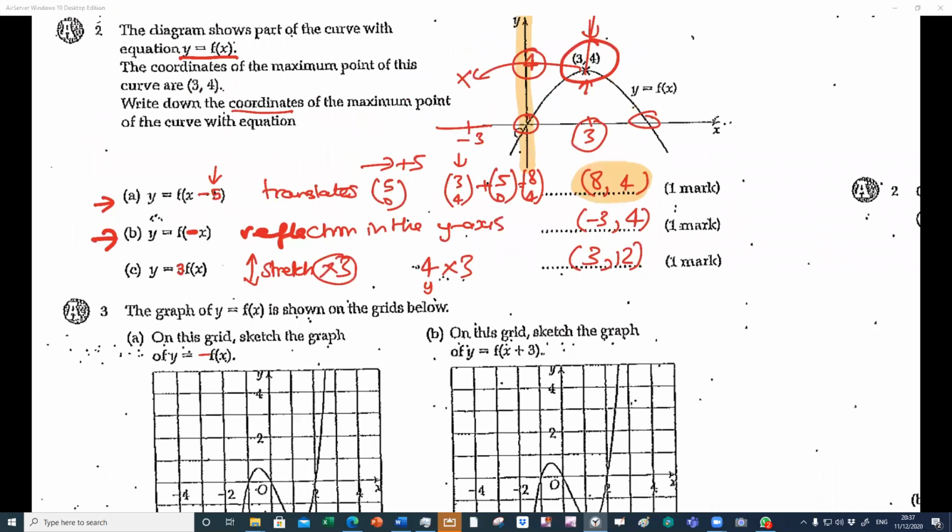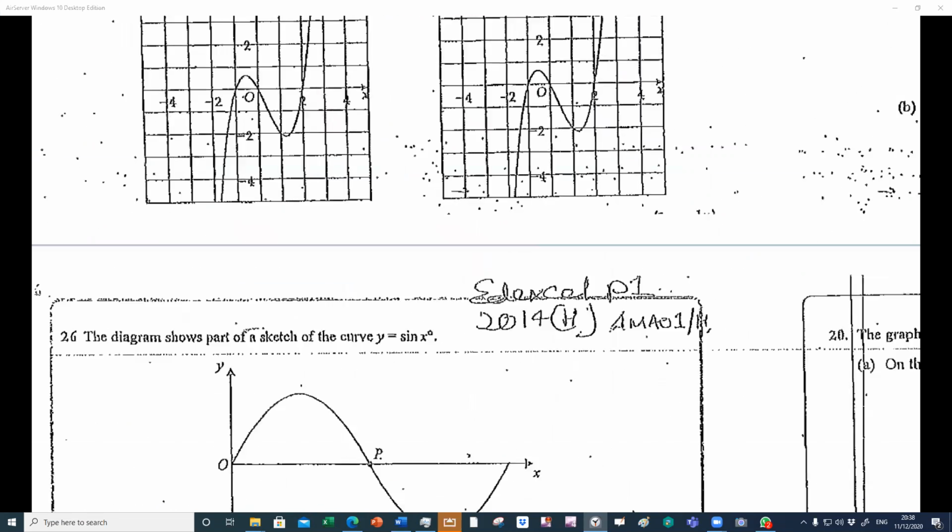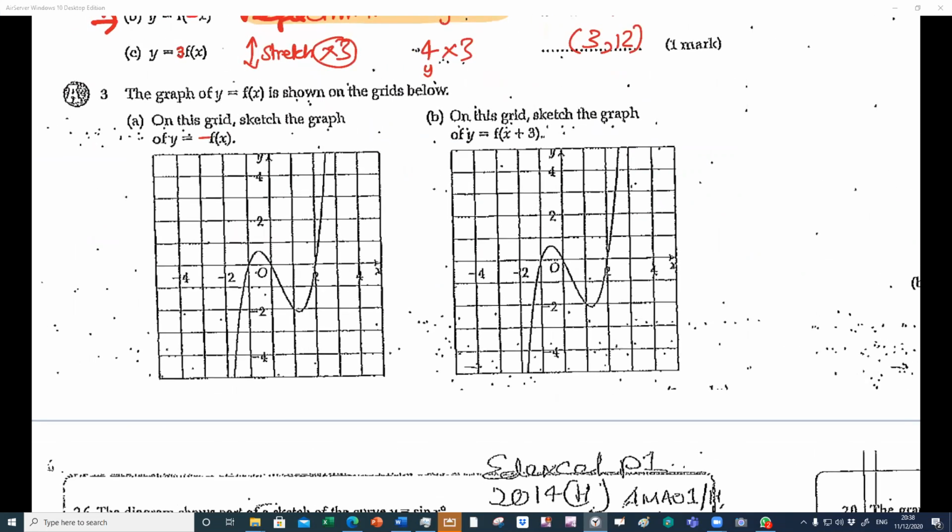The question that Ismail did for us earlier, where was the minus? On the inside. Minus on the inside means what? Reflection on the y-axis. So what does minus on the outside mean? Is it a reflection in the x-axis? Absolutely, it has to be, can't be the same.